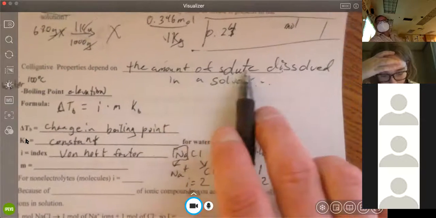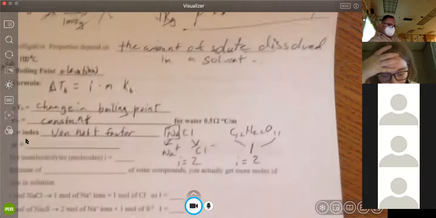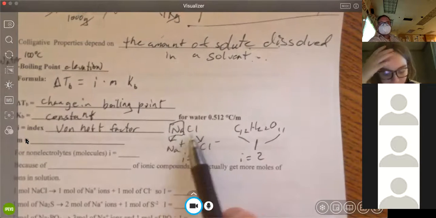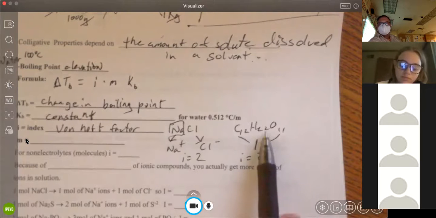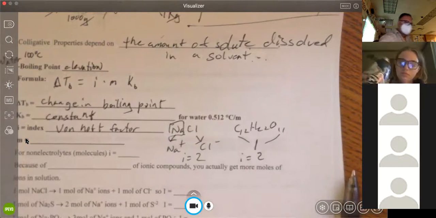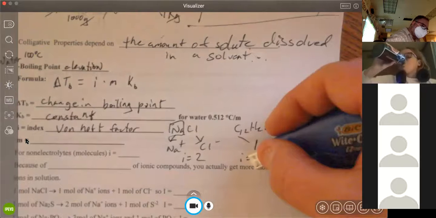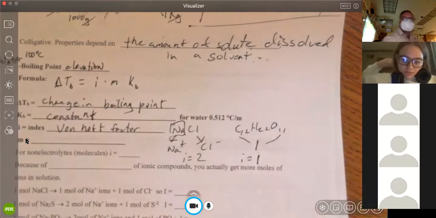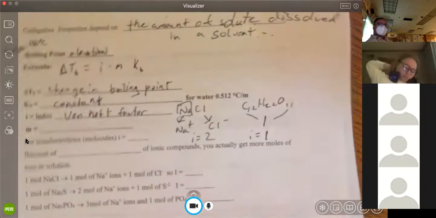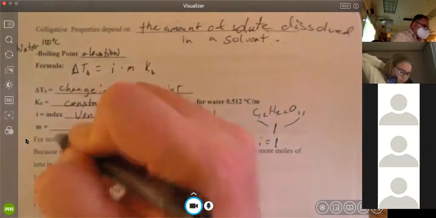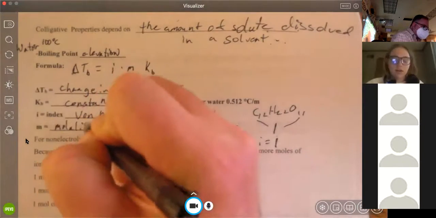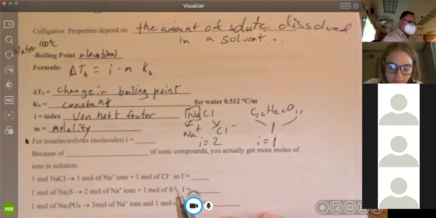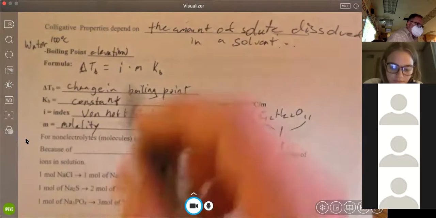Remember, it's the amount of particles of solute dissolved in a solvent. So the index, for every 1 mole of sodium chloride, it's actually 2 moles of particles. For every 1 mole of the sugar, it's only 1 mole of particles. I don't know why I put 2 for that. Sorry about that. My brain got stuck for a second. So the van't Hoff factor is 1 for that. So what is lowercase m? Well, that is molality. For non-electrolytes, i is equal to 1.